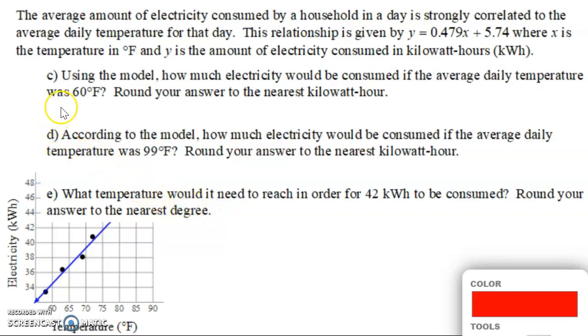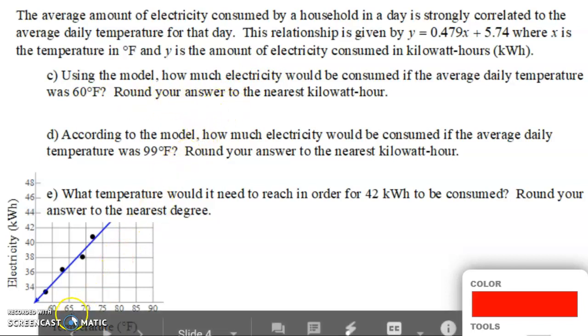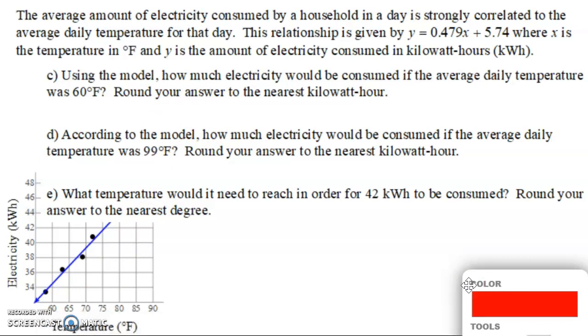Okay, then C goes on to using this model: how much electricity would be consumed if the average daily temperature was 60 degrees Fahrenheit? Round your answer to the nearest kilowatt hour. So let's talk about what we are trying to find and what we are given. How much electricity would be consumed? That's the question, isn't it? So that's what we're looking for.